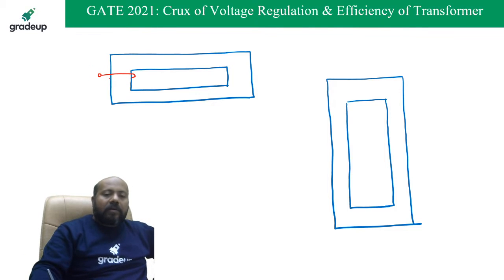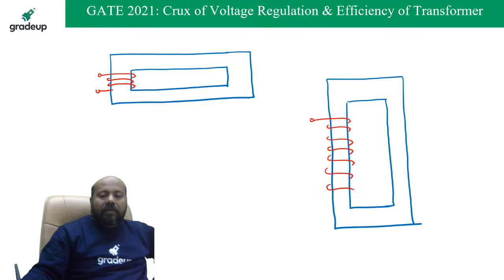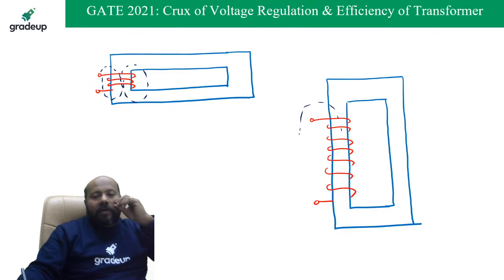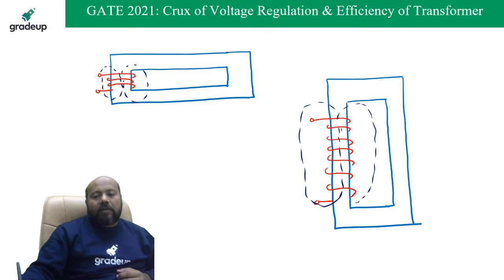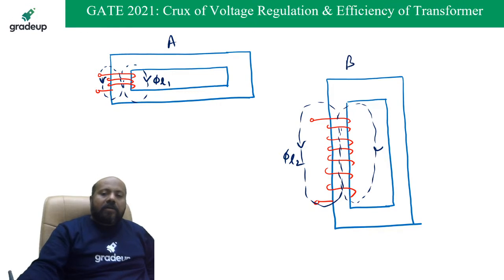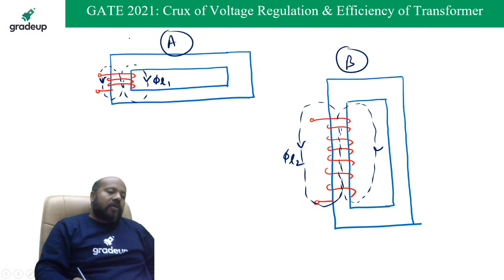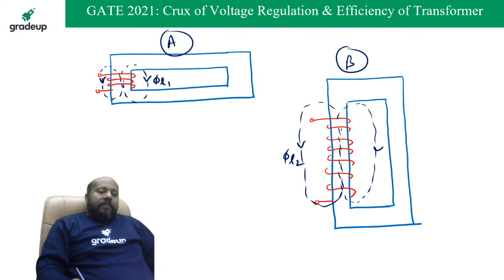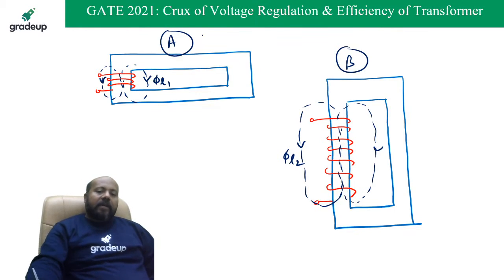If this is your winding, which of these two constructions you are going to prefer? If you see here, the leakage flux is going to be like this. If you see the leakage flux here, phi L1, this is phi L2. You tell me if this is A and this is B, in which leakage flux is going to be more? What is your choice? Definitely leakage flux is going to be less in this case, and it is going to be a higher value for this case.